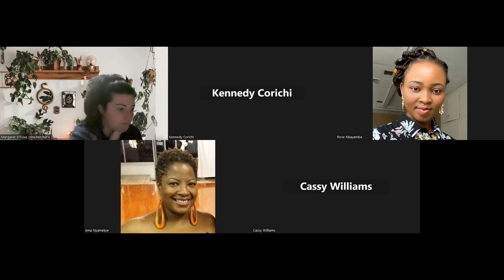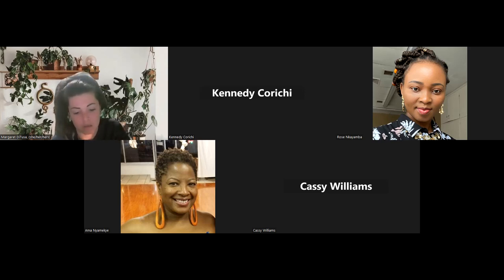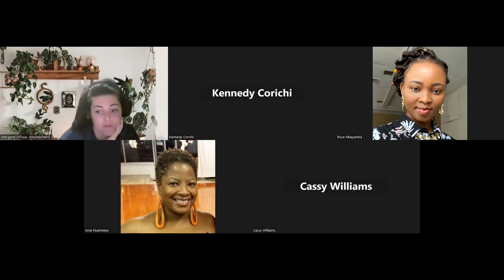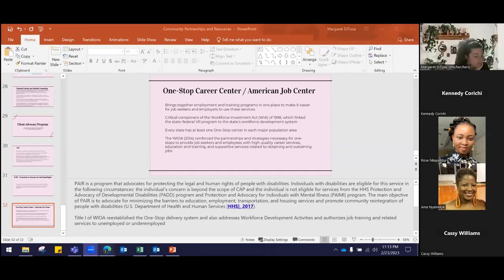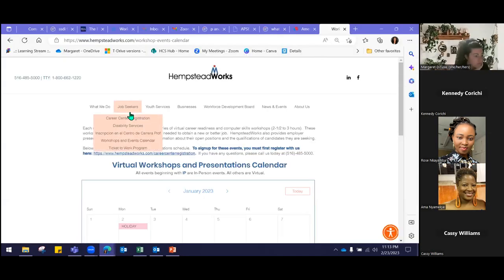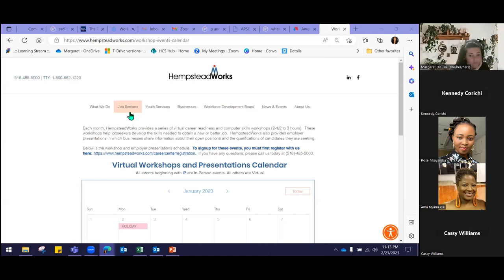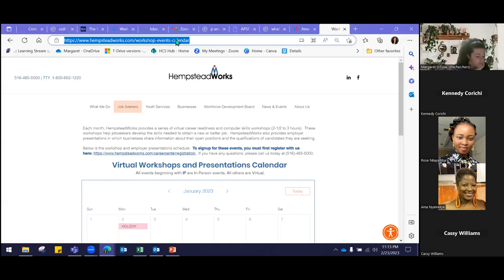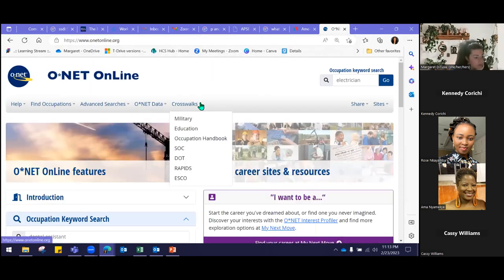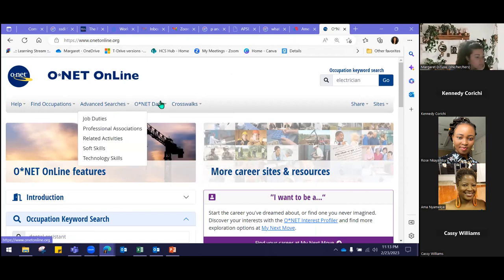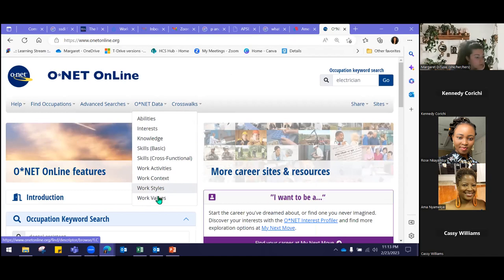Excellent. I like that website as well. It's a great website. Mm-hmm. And they have it's either My Next Move or My Skills, My Future. Yes. That has, in addition to general, things for people who are veterans. I think it's the crosswalk component as well. Yeah. O*NET has a lot of really different crosswalks. Mm-hmm. Very good. And the different O*NET data that you can search, you can do a work values assessment.